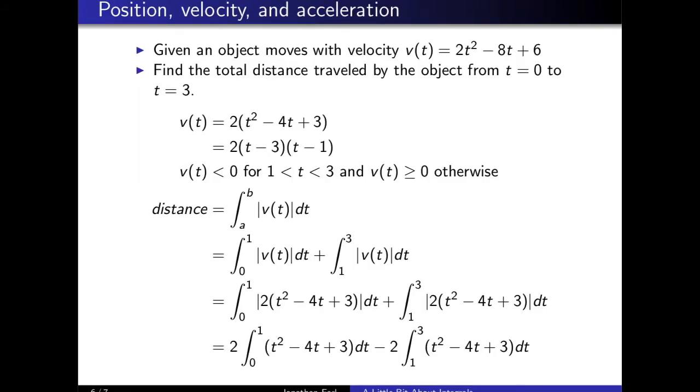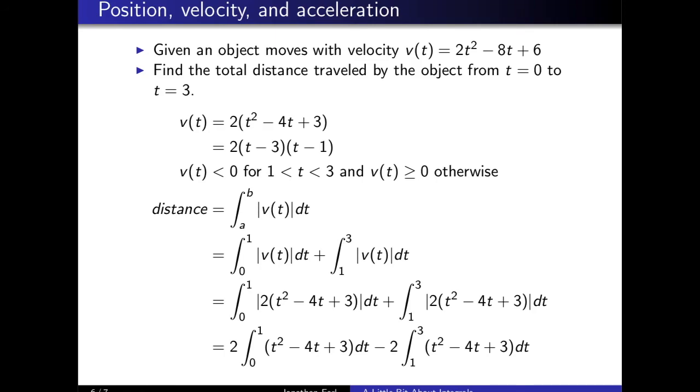However, if we want to find the total distance, we just need to do a little bit of manipulation first because of that absolute value. So we can observe that v is going to be negative for t between 1 and 3, and it'll be positive otherwise. So to find the total distance traveled, we'll look at the integral from a to b of the absolute value of v of t, and I'm going to split this up as the integral from 0 to 1 of the absolute value of v of t plus the integral from 1 to 3 of the absolute value of v of t. The reason for that is that between 1 and 3, v is negative. Between 0 and 1, v is going to be positive.